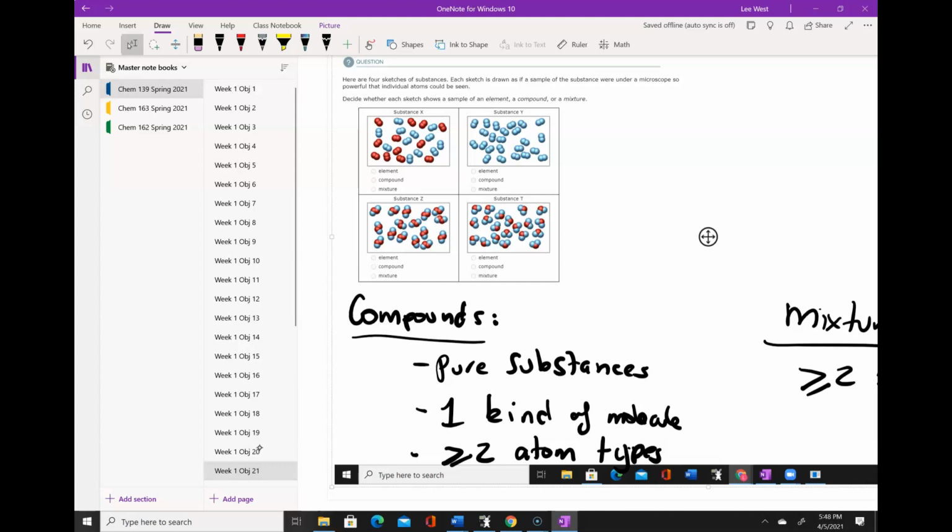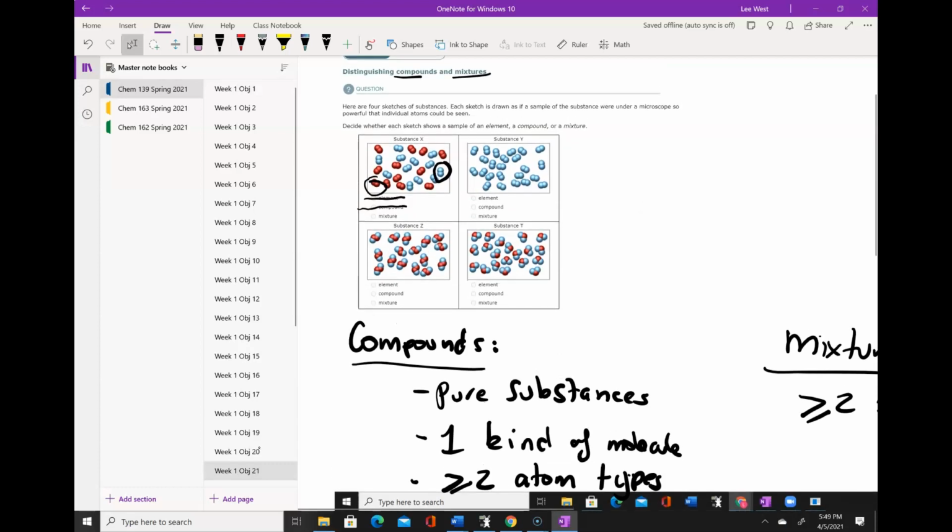So the first thing for X is that there are two types of atoms present, so it cannot be an element. The second thing is that there are two different types of molecules present. There are the ones that have those bluish molecules and the ones that have the reddish ones. So it cannot be a compound. It has to be a mixture. And it is a mixture. It's a mixture of two different elements. The one that's got these diatomic red molecules and the one that's got these diatomic blue molecules.